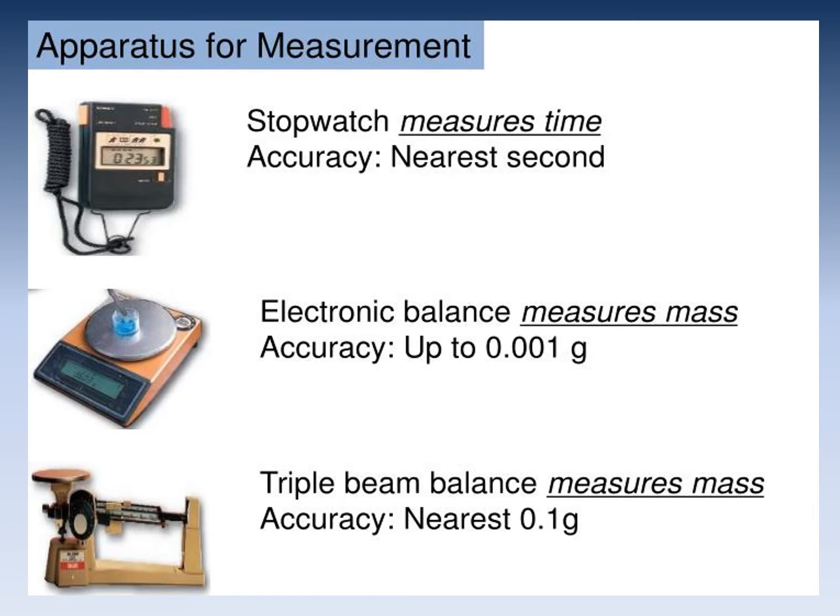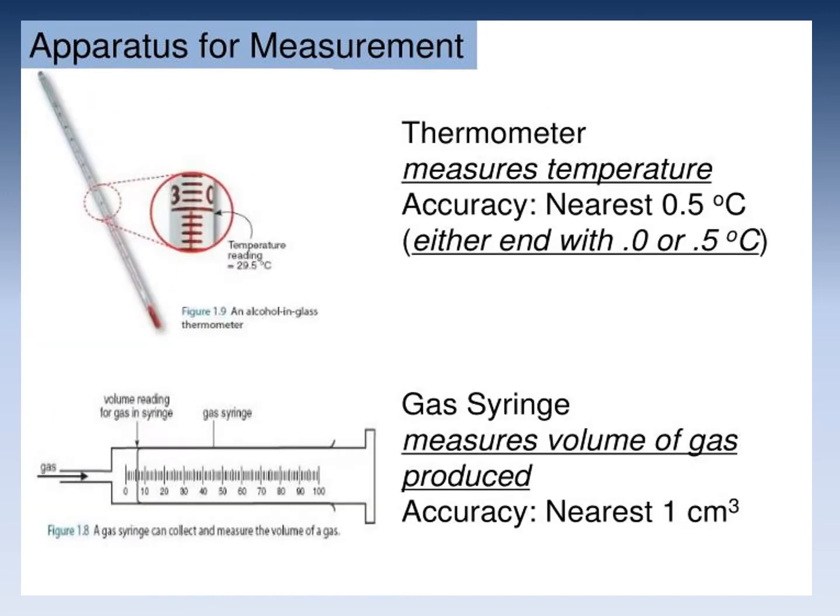Now I want to tell one thing over here, that all these measurements are called quantitative measurements because they give results in definite form, number and units. Now the next is the thermometer that measures temperature, accuracy nearest 0.5 degree centigrade. And next is the gas syringe that measures volume of gas produced, and accuracy is nearest 1 centimeter cube.